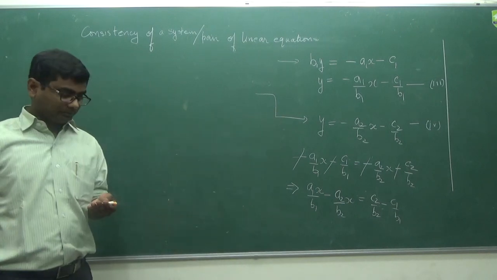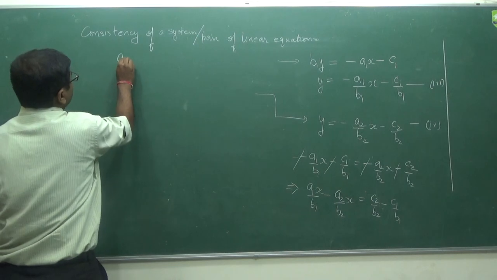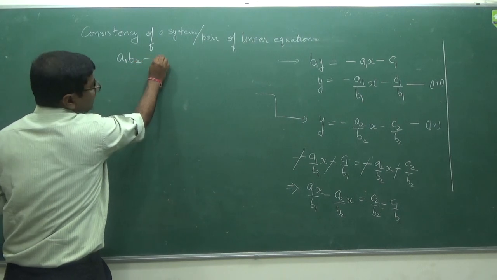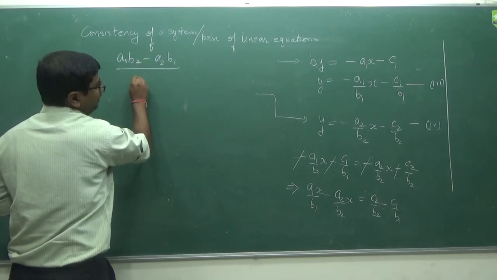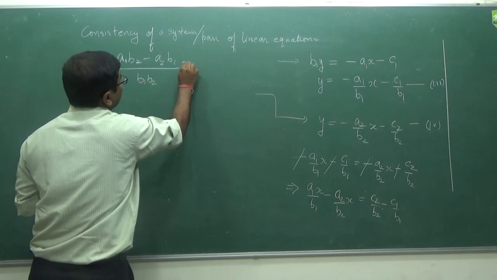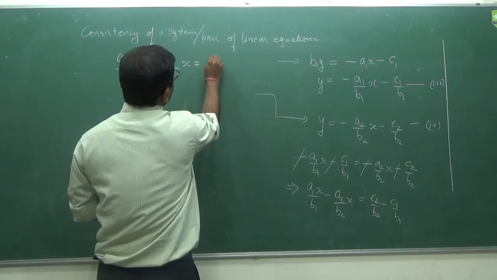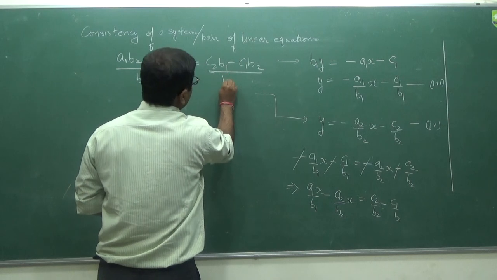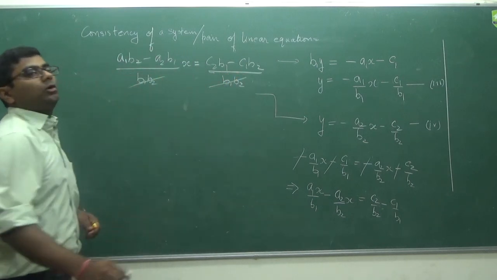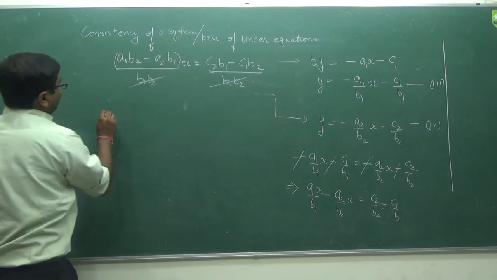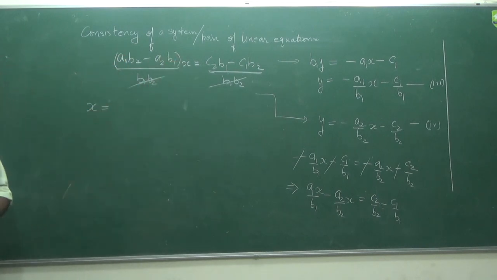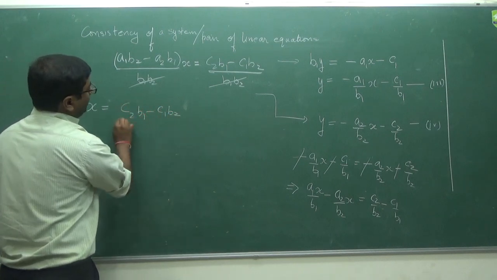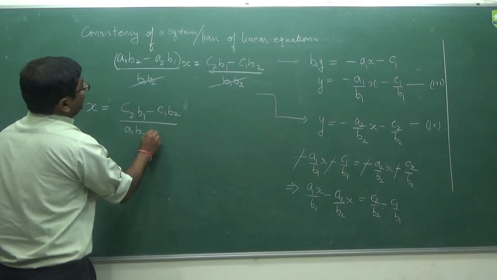Can you take the LCM? So a1, b2, now can I take x common in the left hand side? So (a1 b2 minus a2 b1) upon b1 b2 times x is equal to (c2 b1 minus c1 b2) upon b1 b2. This will go, right? So what is x? x equals c2 b1 minus c1 b2 upon a1 b2 minus a2 b1.